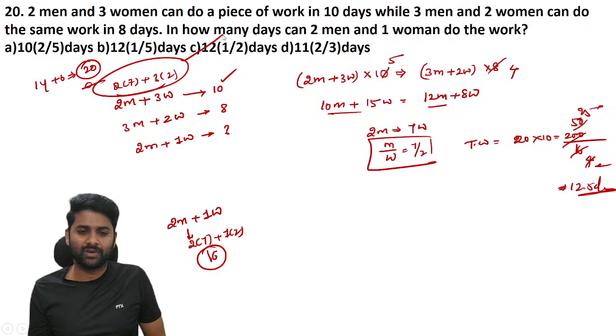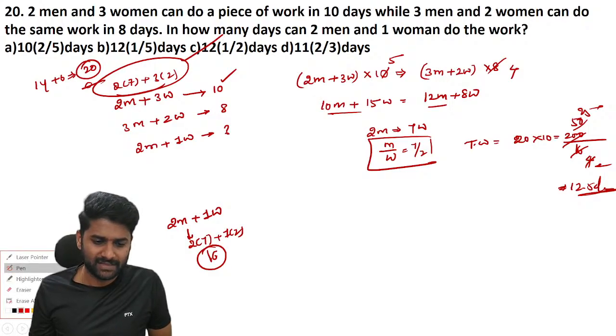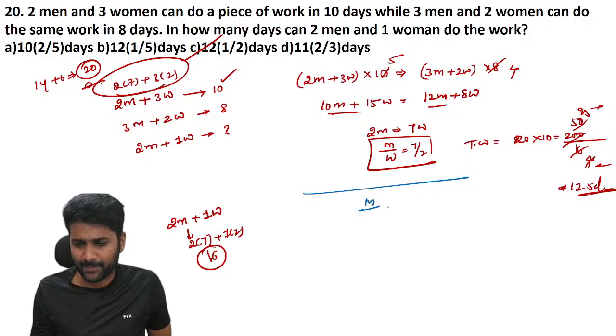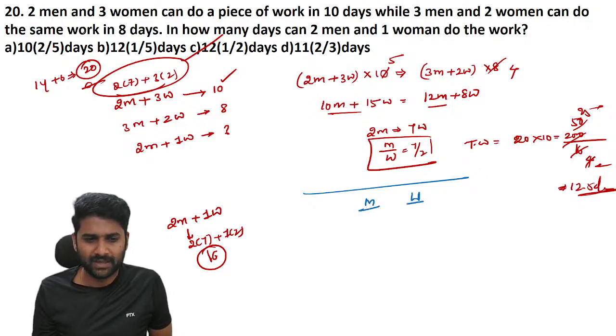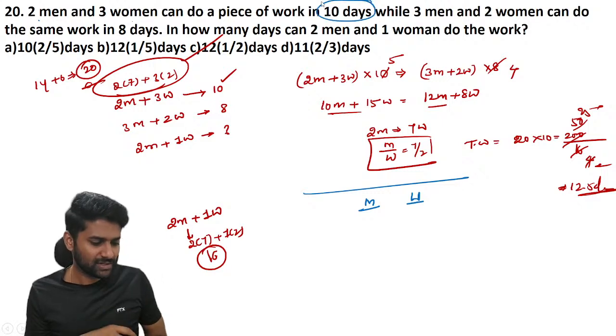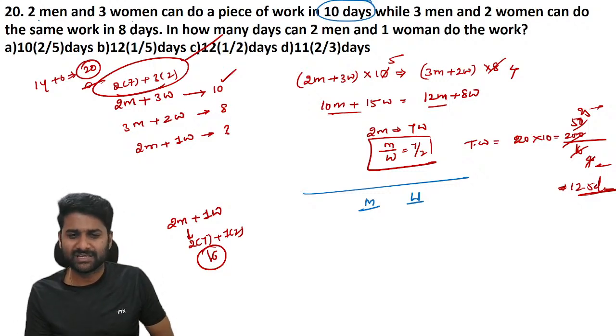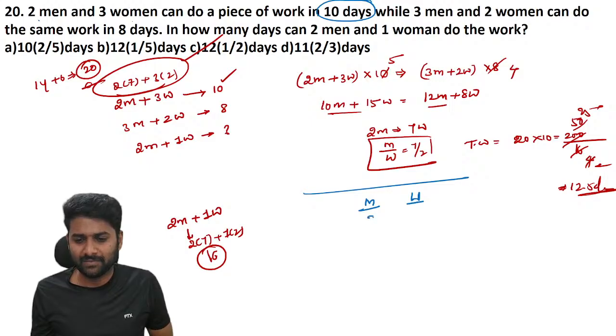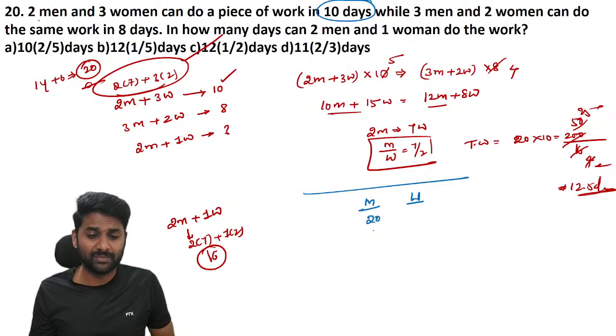12.5 is about 12 1 by 2. Otherwise, guys, you know that efficiency is inversely proportional to the time. See, 2 men and 3 women work for 10 days, which means men work 10 days and women also work 10 days. Here the total men efficiency is 20 units and women efficiency is 30 units. Why? Because 2 men 10 days means 20 units, 3 women 10 days is 30 units.